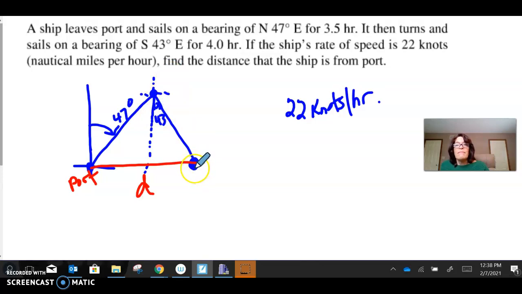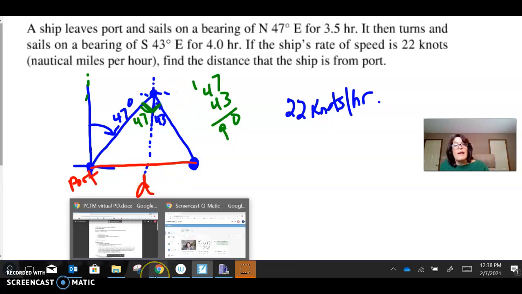Well, gracious sakes, I need to find out some angles here to see if I even have a right angle anywhere. Can we use parallel lines cut by a transversal to see that if this is 47, its alternate interior angle is also 47? We could look there, right? So 47 plus 43, there's my 90-degree angle. Thank heavens.